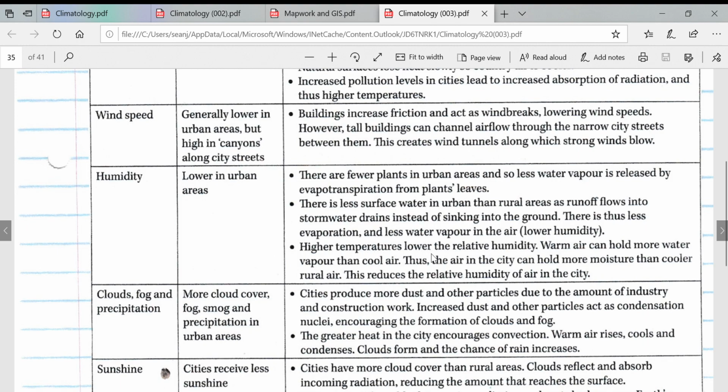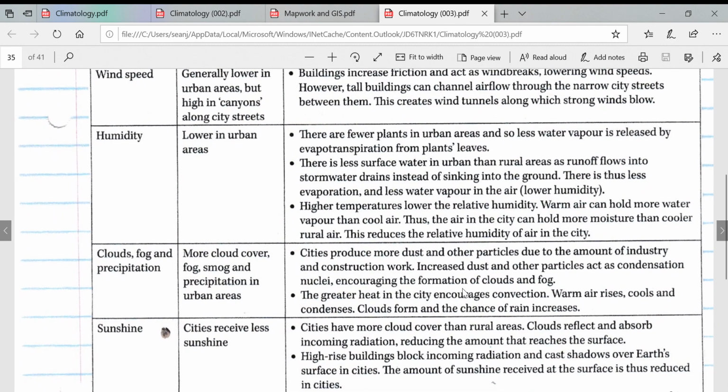Higher temperatures lower the relative humidity. Warm air can hold more water vapor than cool air. Thus, the air in the city can hold more moisture than cooler rural air. This reduces the relative humidity of air in the city.